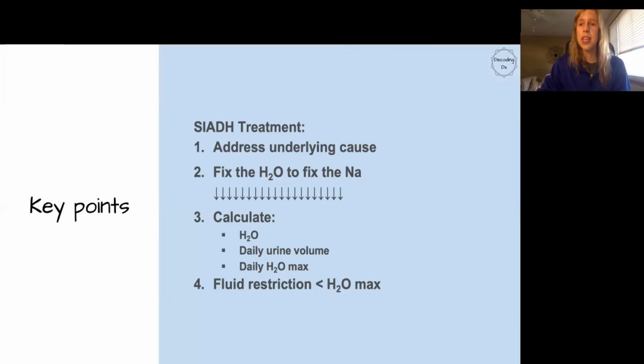So some key points. Treatment of SIADH. Number 1, figure out what's going on, address that underlying cause. Number 2, fix the water to fix the sodium. The way that we do this, we have to do some math. So we're going to calculate their water excess. We're going to calculate from that their daily urine volume, and then their daily water maximum. From that, that'll give us the amount of fluid restriction that is reasonable to put them on, that's below their water maximum, so that they can then correct that hyponatremia and prevent it from coming back.